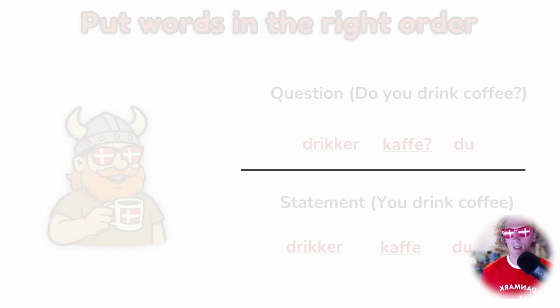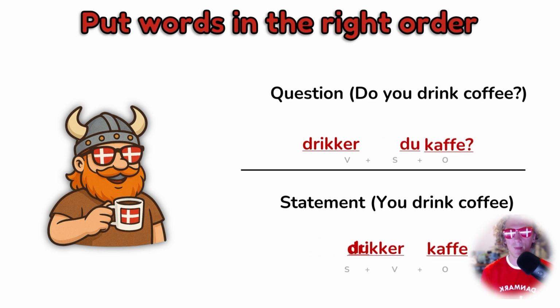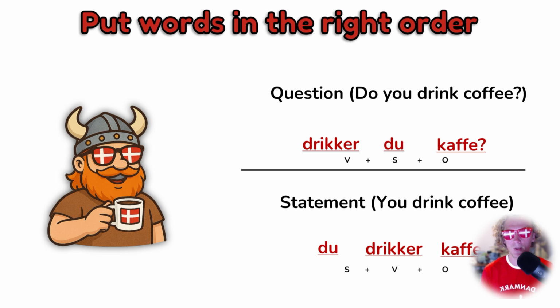Let's do a little exercise here. So, we have here some words, two different sentences. One is a question, one is a statement. So, what do we do? One is regular, one is inverted. We have here the words "drikker, kaffe, du" for the question and the same words for the statement. Try to guess which word goes where. I'll give you a second. This is how it ends up.